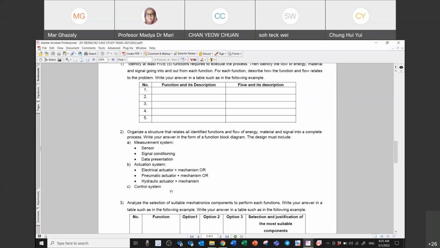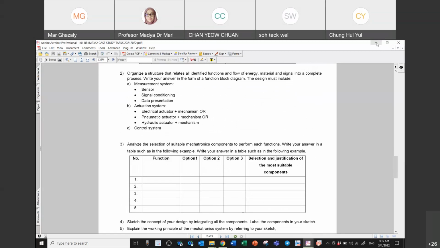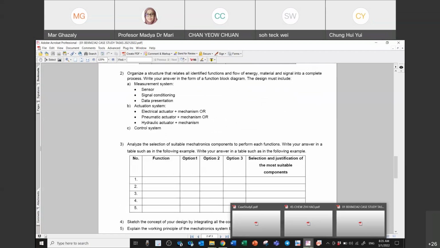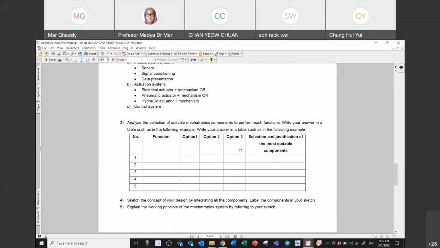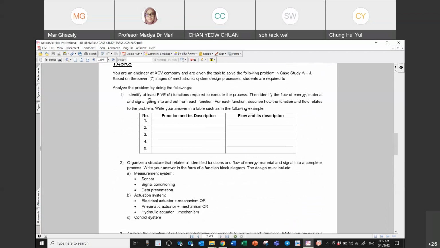Most of the case studies require you to control something. You might need to control the displacement, or the quantity, for example 50 ml just now. So based on that, what you need to do is that the first one is to list the function and description and flow and description. So basically, this function and description is going to be covering this number 2.